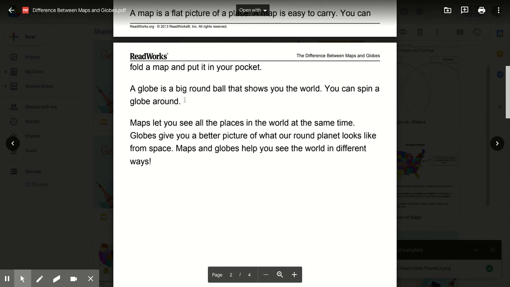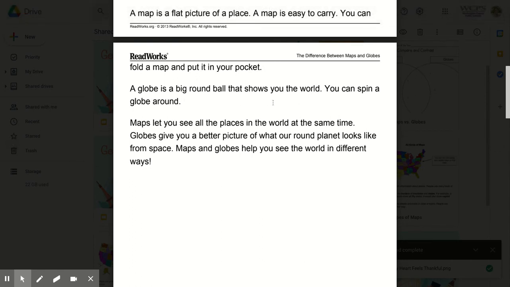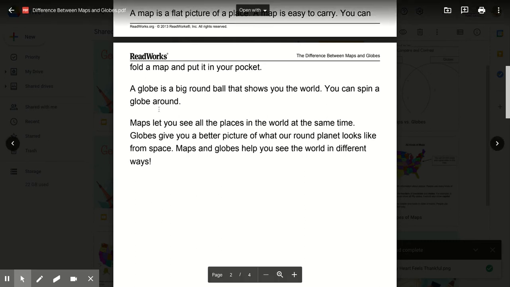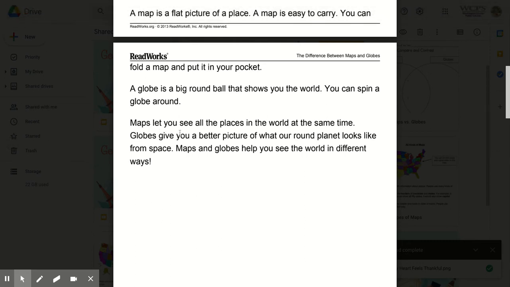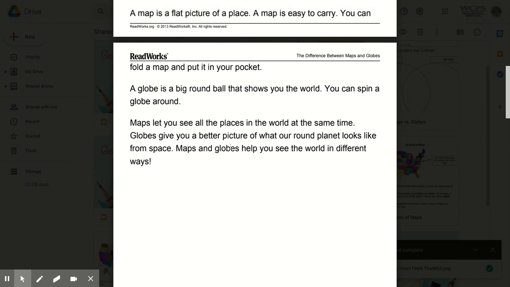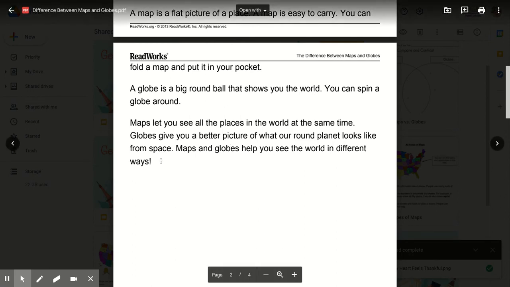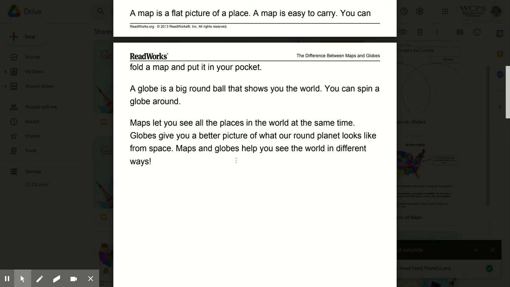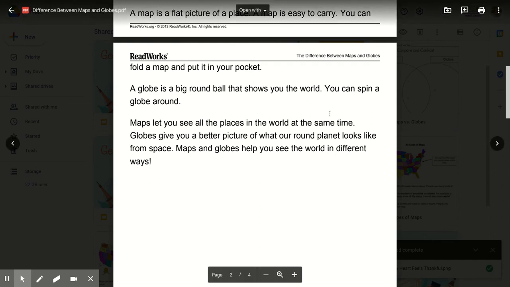A globe is a big round ball that shows you the world. You can spin a globe around. Maps let you see all the places in the world at the same time. Globes give you a better picture of what our round planet looks like from space. Maps and globes help you see the world in different ways.